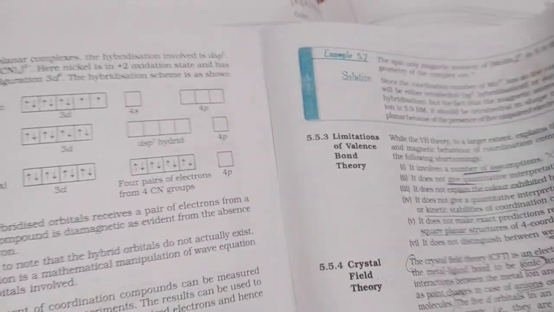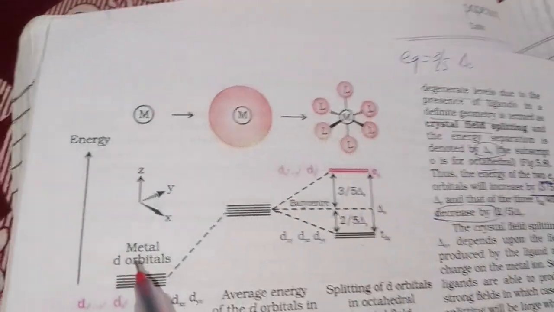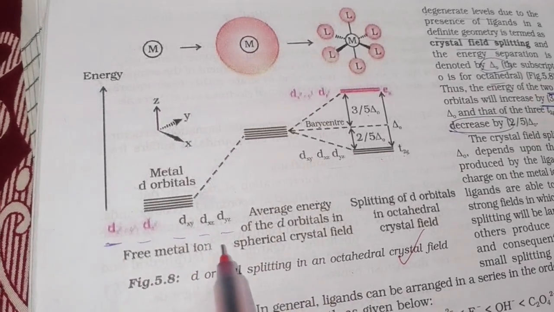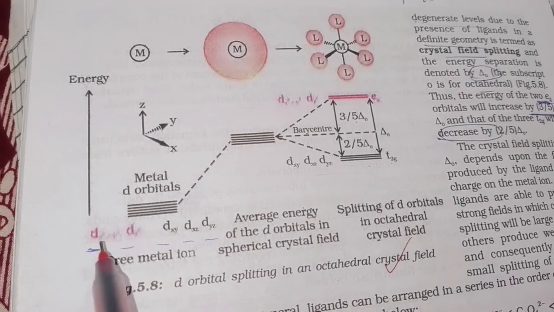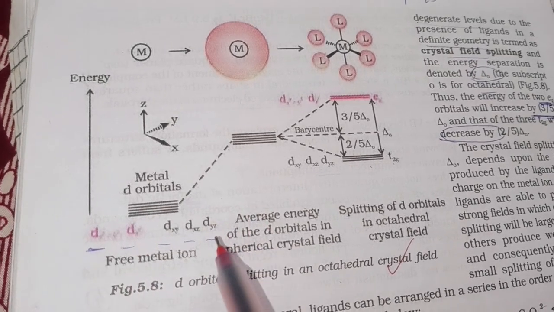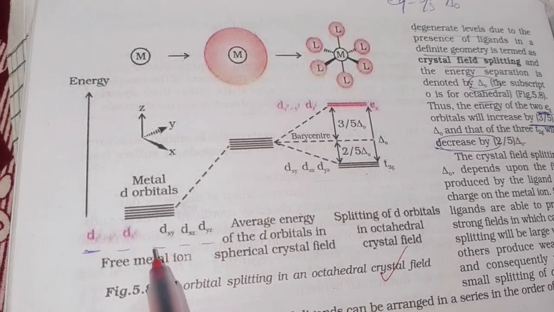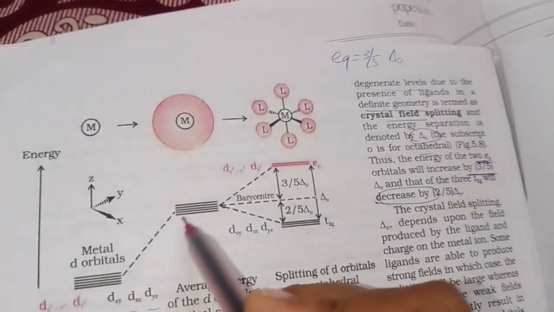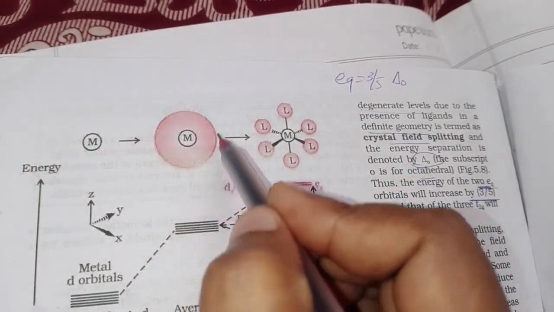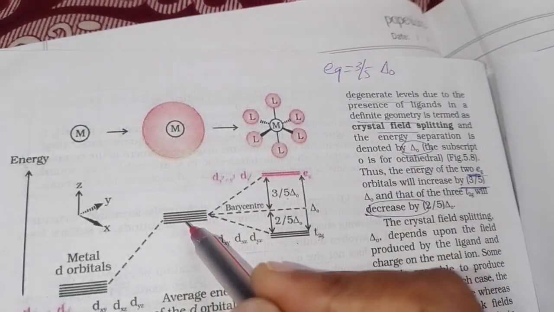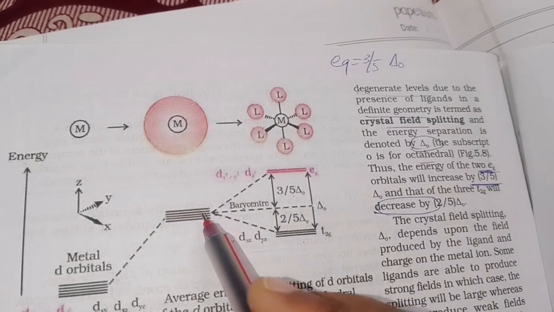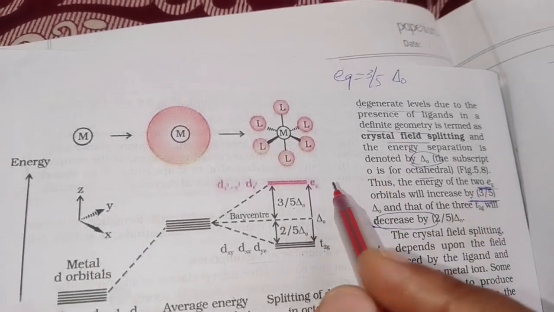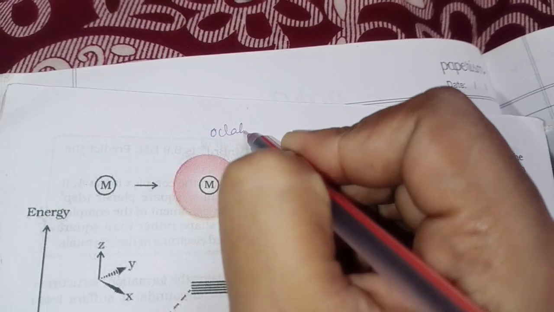Now what is crystal field theory? The d orbitals are all degenerate orbitals. Degenerate means they all have the same energy level: dx square minus y square, dz square, dxy, dyz, dxz all have the same energy. When a symmetrical negative charge is around them, their energy rises. When the ligands come close, the orbitals get excited, but they still maintain degeneracy. Degeneracy means the orbitals have the same energy level. We are talking about the octahedral case.